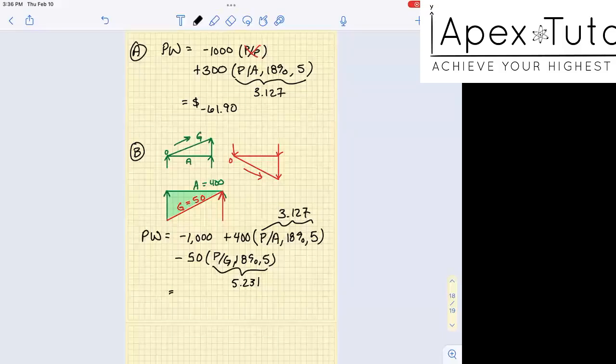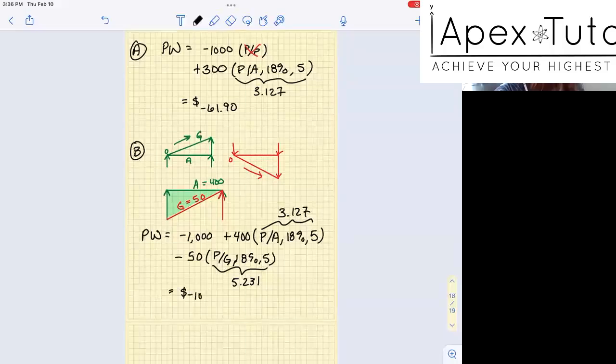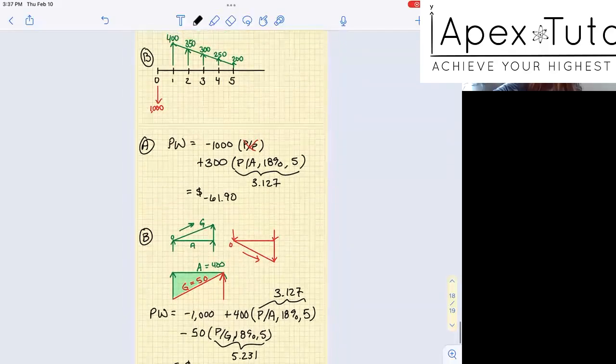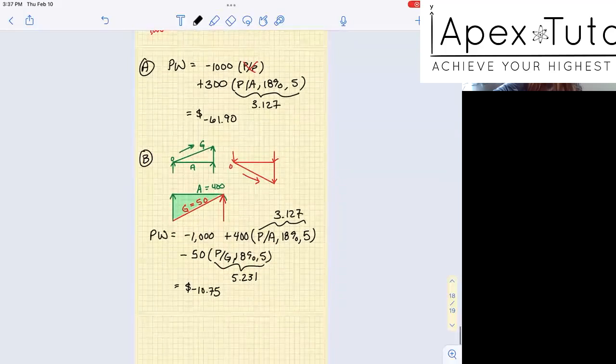Negative 1075. What does that number represent? Present worth. Yeah. So it means that instead of this crazy cash flow diagram that we had, we could just draw one arrow at year 0, down 1075, and it would be equivalent.